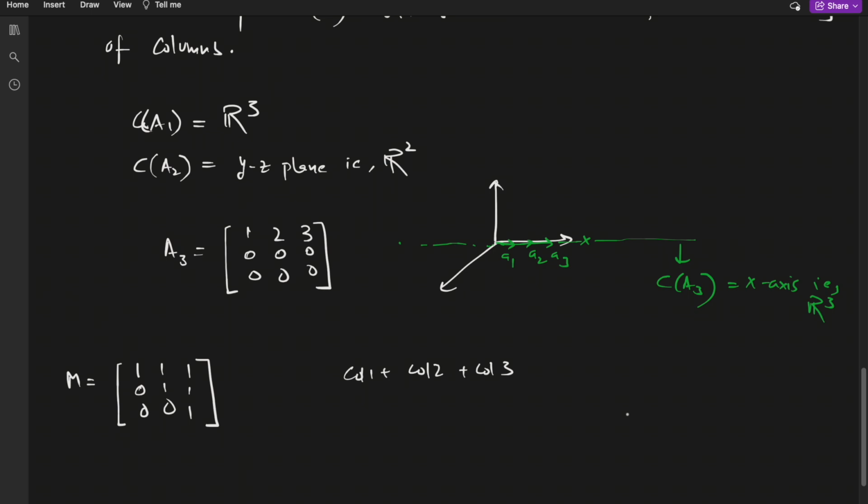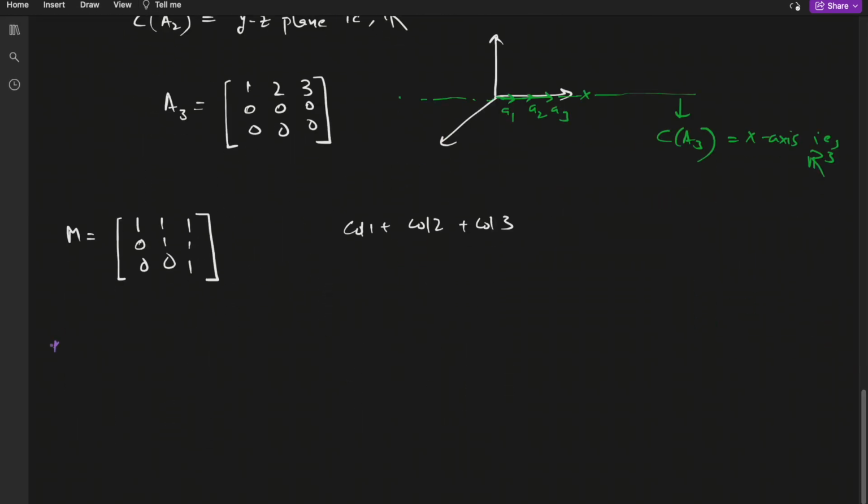So also we are saying span everywhere. So the span of columns of A, independent or not, is column space. This is another definition. Important. The span of columns of A, irrespective of whether they are independent or not, is column space.